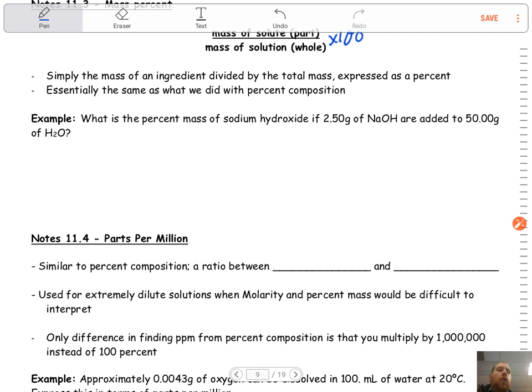Okay, so one of the first things that we need to recognize is that, hey, we've got 50 grams of water and we have 2.5 grams of sodium hydroxide. So if we figure out our mass percent, okay, we got to take our part, which is the sodium hydroxide, 2.50 grams of NaOH, over the whole, now the mass of the solution.